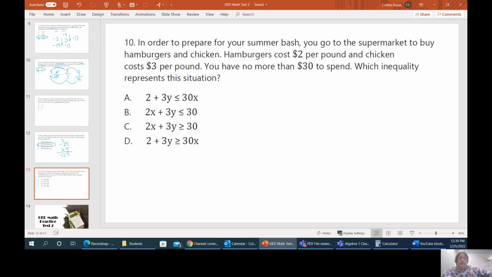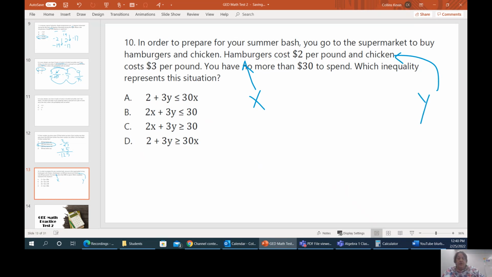Okay, so this one says, in order to prepare for your summer bash, you need to go to the supermarket and buy hamburgers and chicken. Hamburger costs $2 per pound. Wow, where's this at? Chicken costs $3 per pound. Again, where's this at? It says you have no more than $30 to spend. Which inequality represents the situation? Okay, so it looks like what they're going to do is use X for burgers. Okay, so X is going to be the burgers, and Y is going to be the chicken.